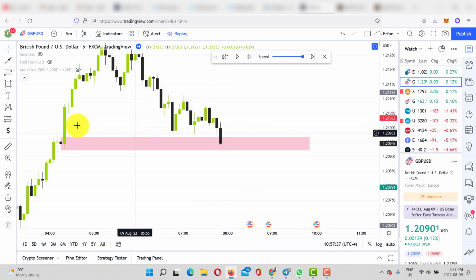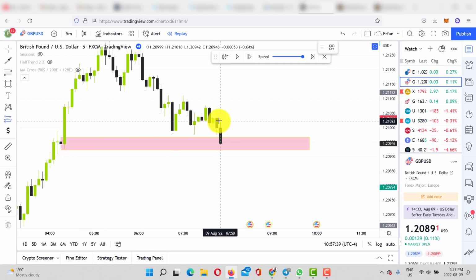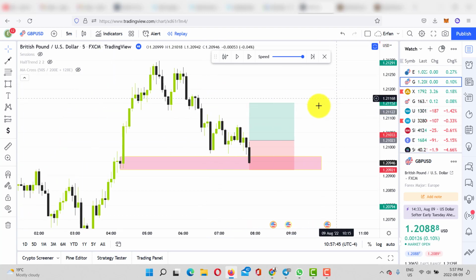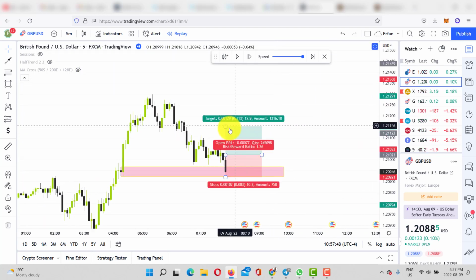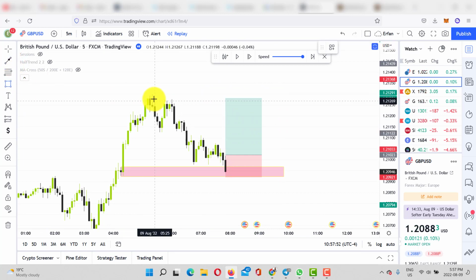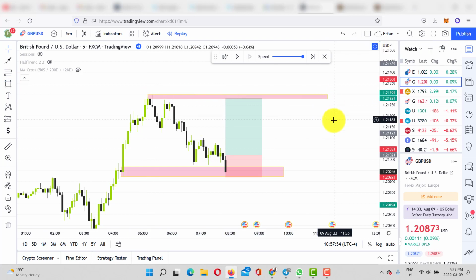So this is what happens. A lot of people put their buy stop above this candle and put their stop loss below the candle or below the zone, and they can take their one-to-one trade, and some people want to take it all the way to the next resistance level, which is this area right here. So it's totally up to you.